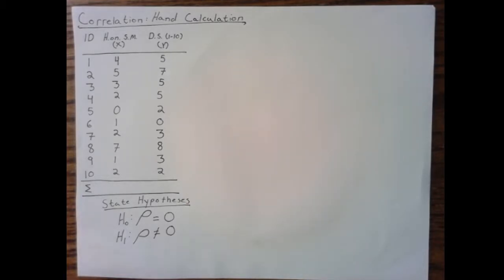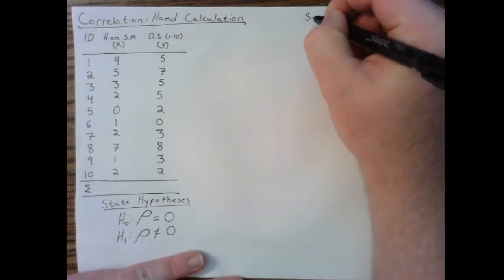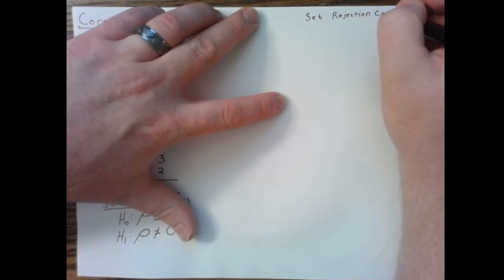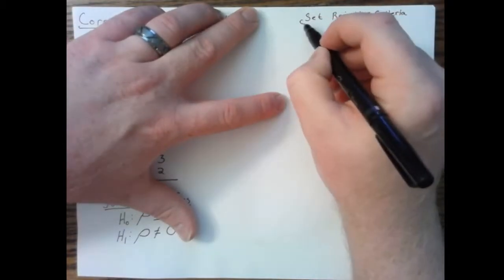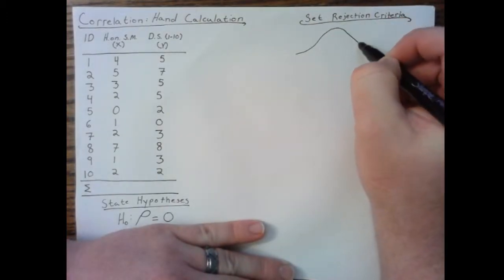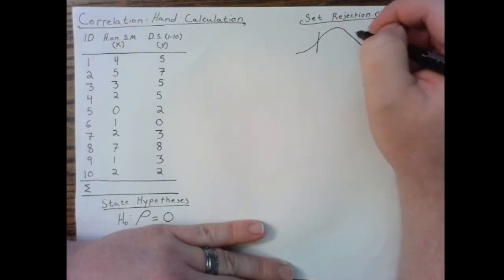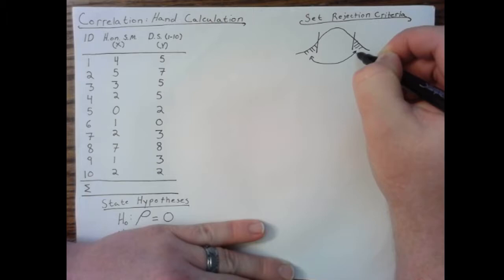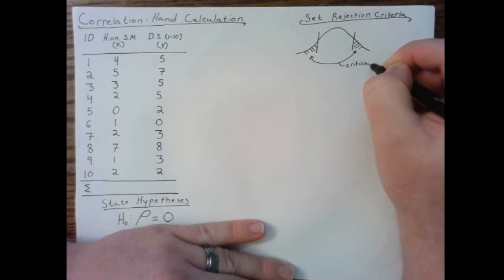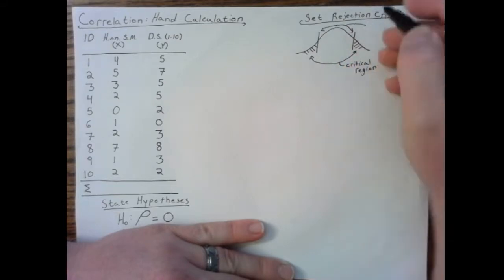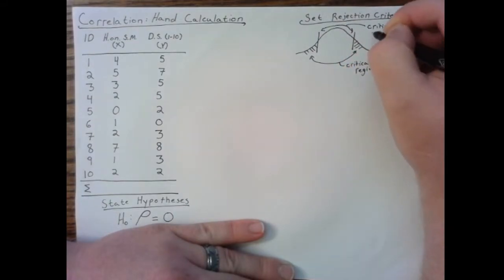And here we go. So the next thing that we need to do is we need to actually set our rejection criteria. This is going to work similar to other sort of statistical tests that we have. We're going to have a sampling distribution of some type. In this case, let's say it's Pearson's R. It's going to, with a two-tailed test, have two critical regions, one in each tail, that are each bounded by two different critical values.